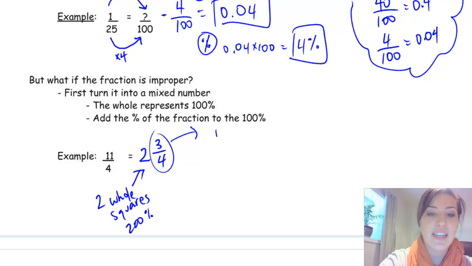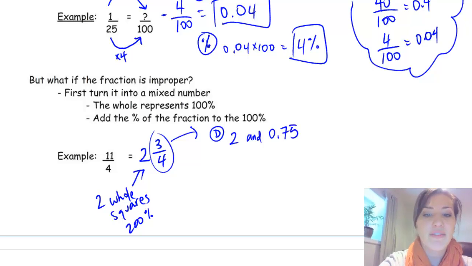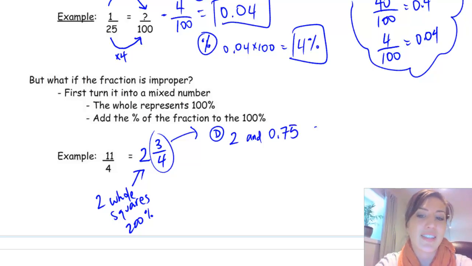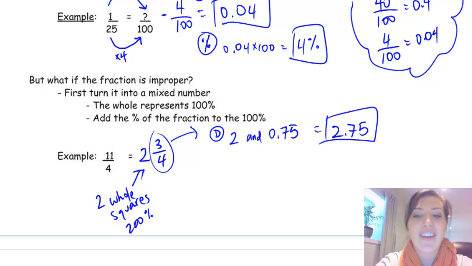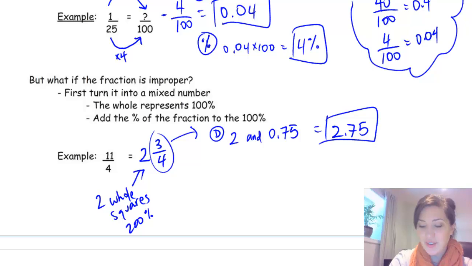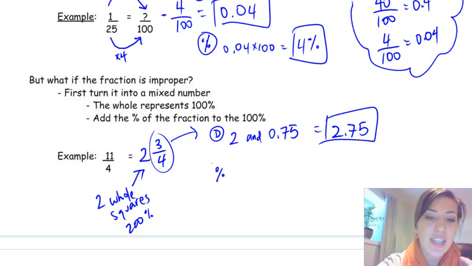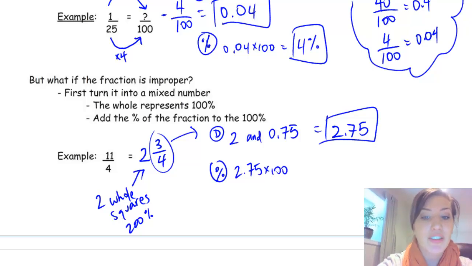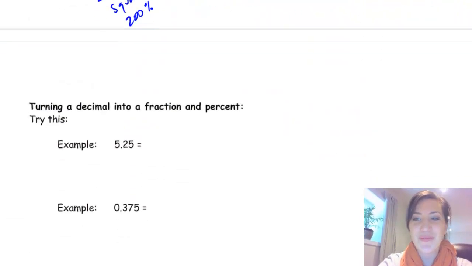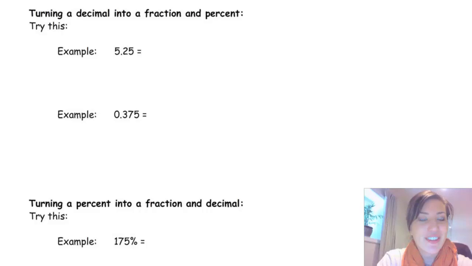3/4 as a decimal, 2 and 0.75 is 3/4 as a decimal. So this gives us the decimal of 2.75. Great, and this as a percent, we just take the decimal, 2.75, and times it by 100 to give us 275%. Way to go! All right, let's try a different direction.